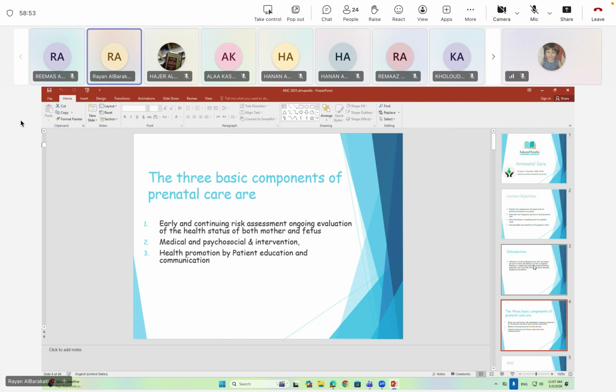The three basic components of prenatal care are: first, early and continuing risk assessment; second, ongoing evaluation of the health status of both mother and fetus, the medical and psychosocial intervention; and third, health promotion by patient education and communication.